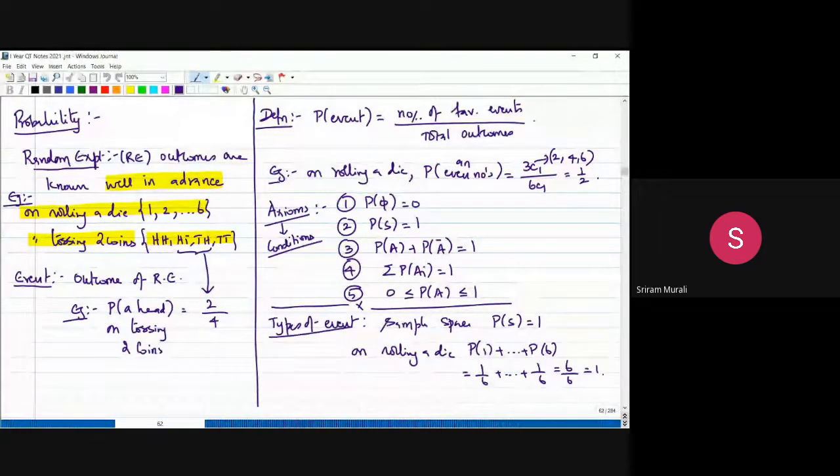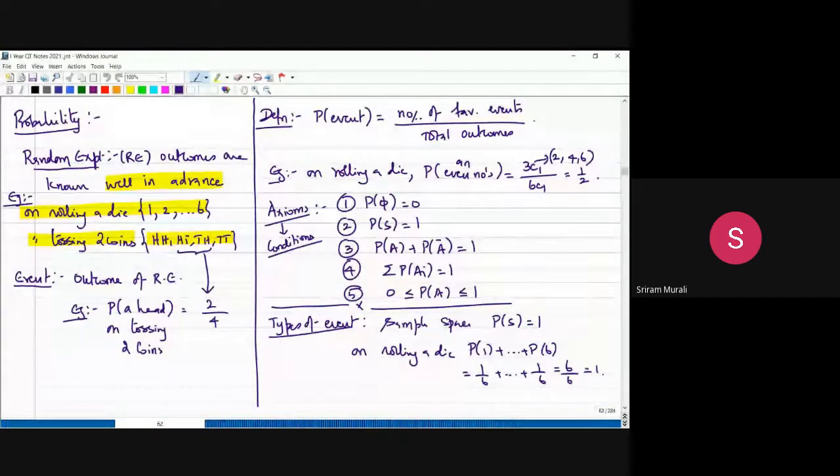Non-random experiments, you can't determine, for example if you invest in the share market, or what will be the impact of a virus, in what form it may get changed. So these are all unpredictable, so it is indeterministic. Those experiments we can handle with a simulation process, which we will learn in the next semester.